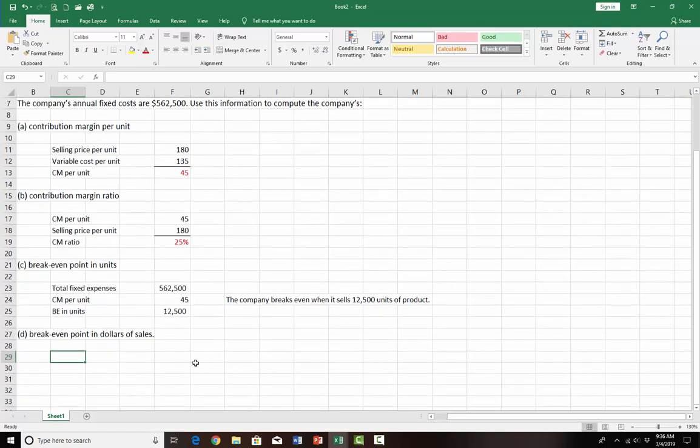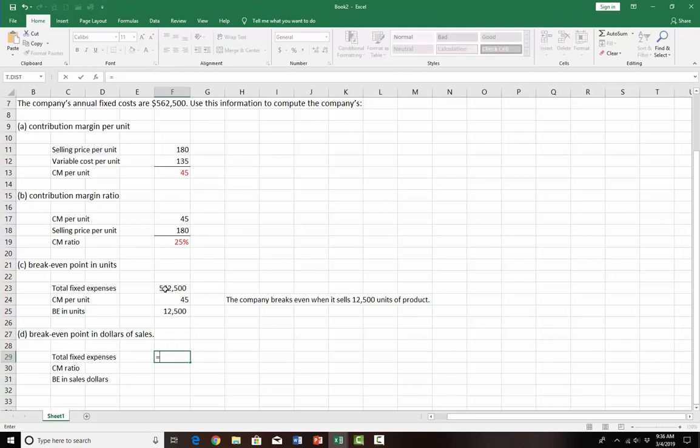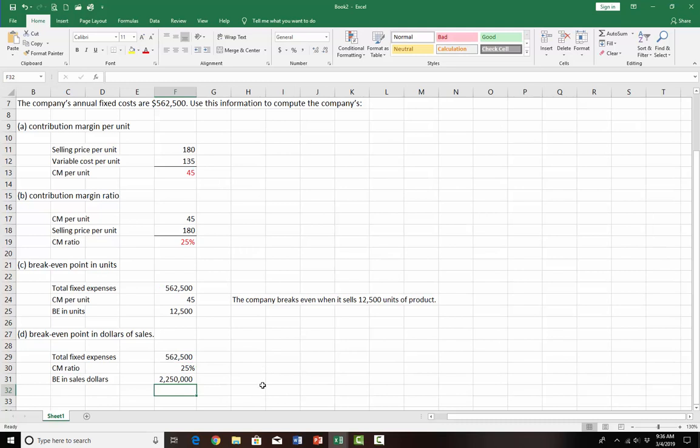All right, now, next up is break-even point in dollars of sales. So hopefully you remember from our slide, this is equal to total fixed expenses divided by the contribution margin ratio. And that gives us break-even in sales dollars. So our total fixed expenses, remember, were equal to 562.5. Our contribution margin ratio is 25%. Again, we're going to divide, so this is going to be equal to 562.5 divided by 25%.